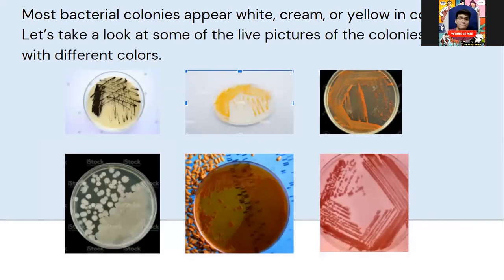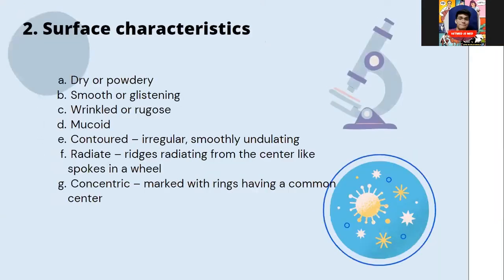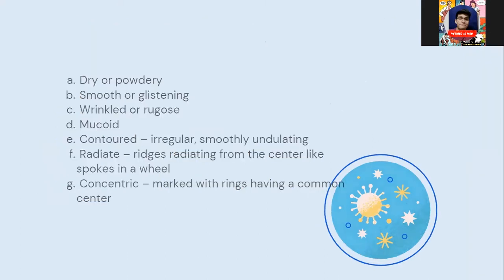Now, let's take a look at some of the live pictures of the colonies with different colors. As you can see, we have here the black bacterial colonies, yellow bacterial colonies, orange bacterial colonies, white bacterial colonies, brown bacterial colonies, and red bacterial colonies. Bacterial colonies also have surface characteristics: dry or powdery, smooth or glistening, wrinkled or rugose, mucoid, contoured, irregular, smoothly undulating, radiate, with ridges radiating from the center like spokes in a wheel, and lastly, concentric. It is marked with rings having a common center.